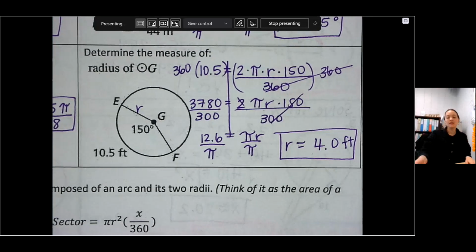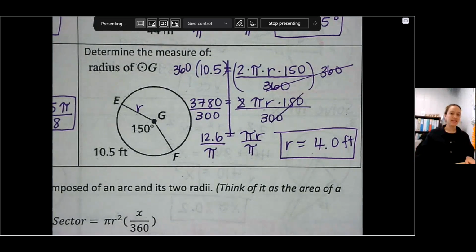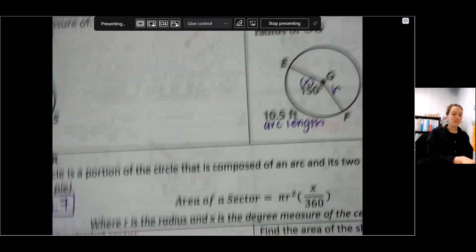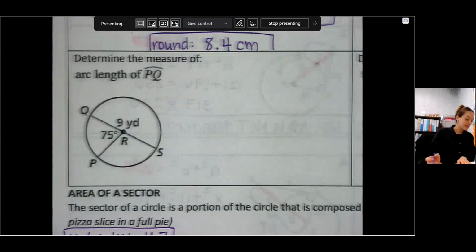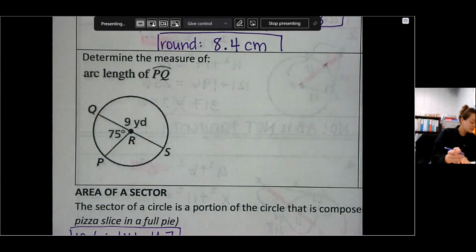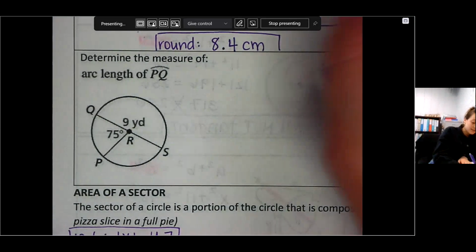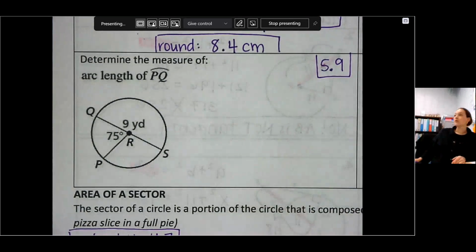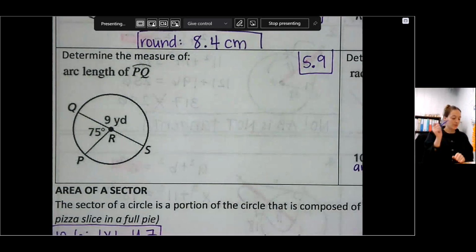If you would like, for this one right here, right next to it, you don't have to do it, but if you want, the answer to this one is 5.9. So if you want to go through and try that one on your own, just to check it later, you are welcome to do that. You don't have to, but that's the answer to that one if you want to check it.